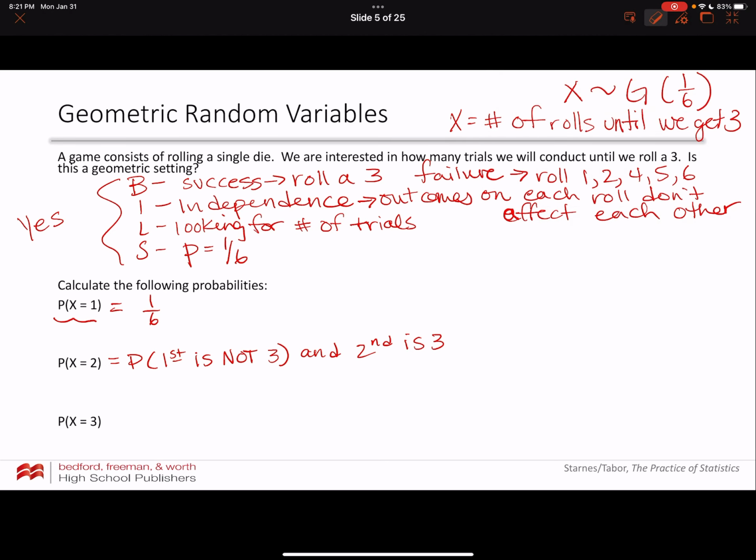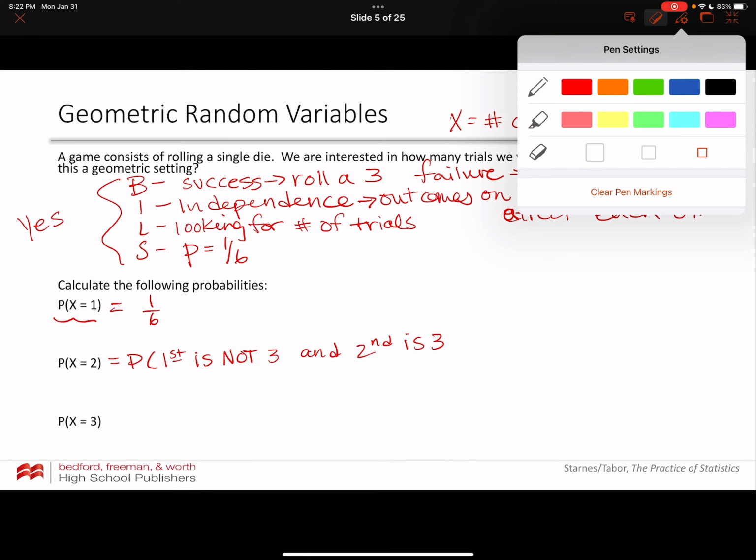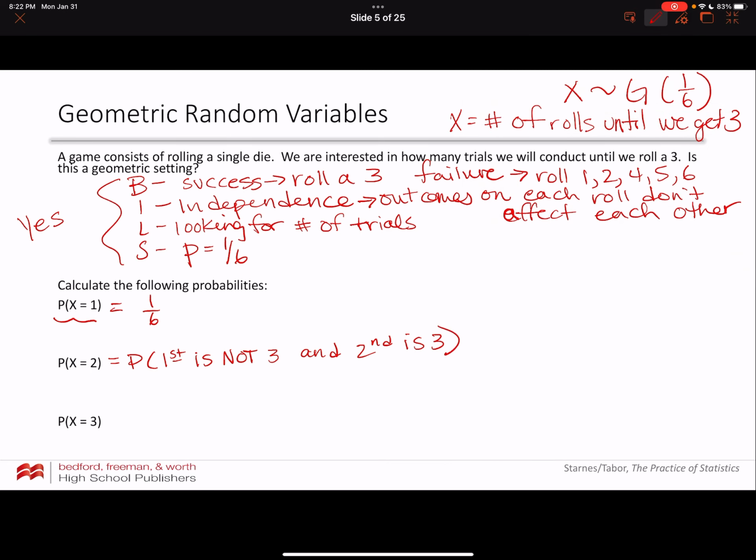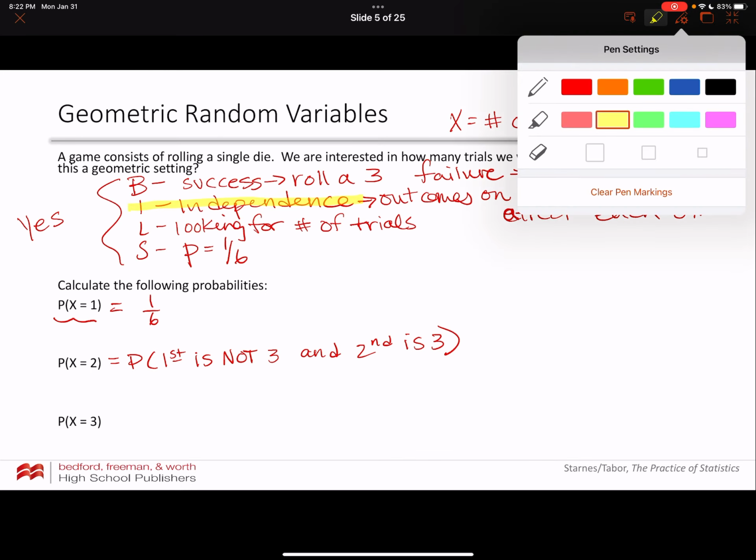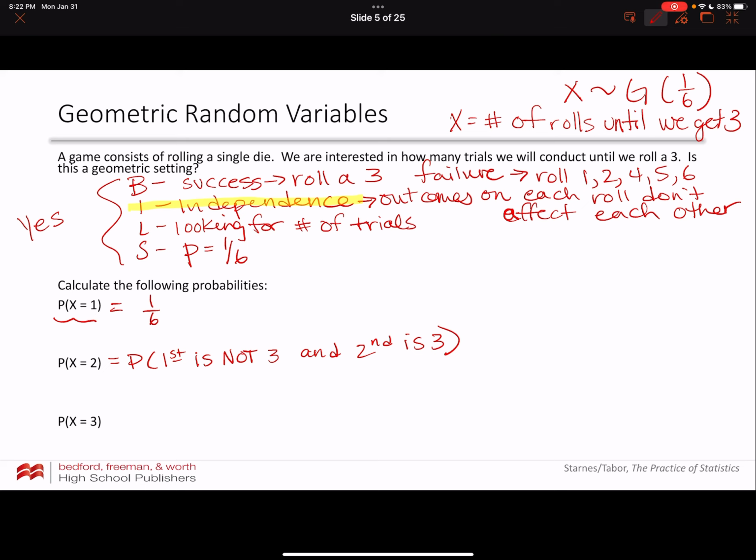Hang on one second. So I'm looking for the probability that the first is not a 3 and then the second is a 3, right? And now the important part here is that these rolls are all independent. So if they're all independent, when I have the probability of something and something else, I can multiply those individual probabilities together. So the probability that X is equal to 2 is the probability that the first is not 3.